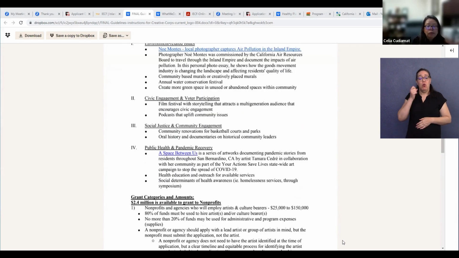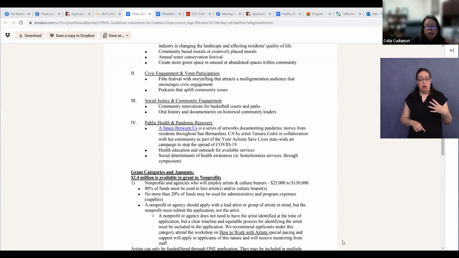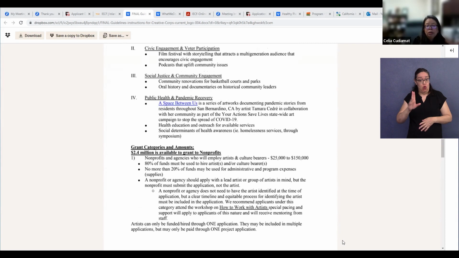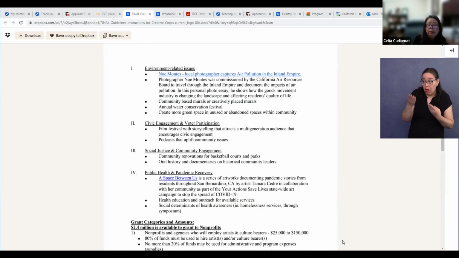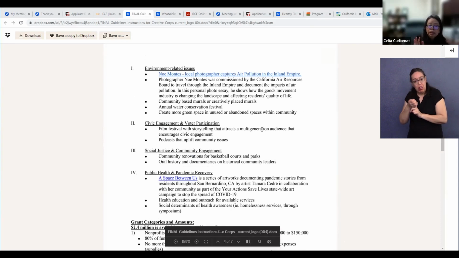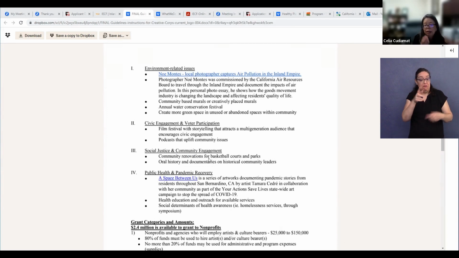So these are the 4 components your projects need to be focusing on. Any project that you propose needs to be either environmental in nature, civically engaged in nature, has to do with social justice, or public health. So choose at least one. If it happens to hit multiple components, that's great, but you don't have to hit all of them, just one. Okay? Any questions about that?